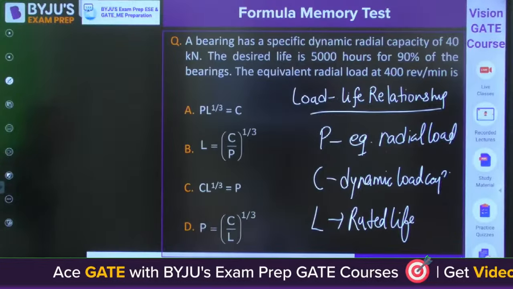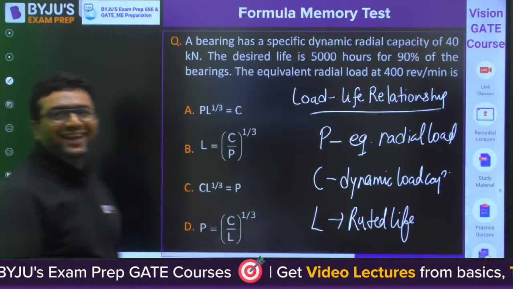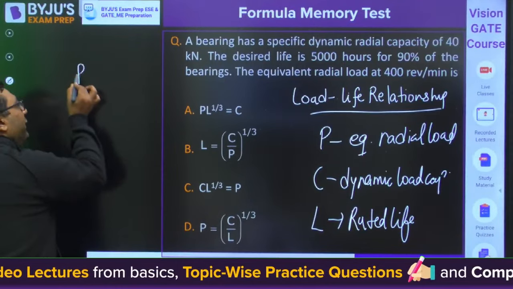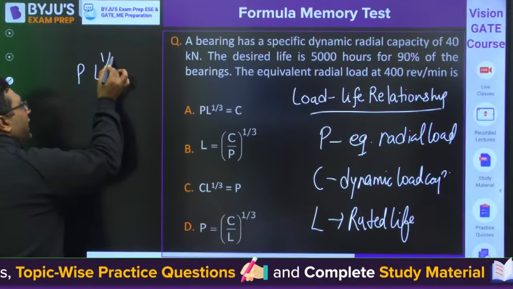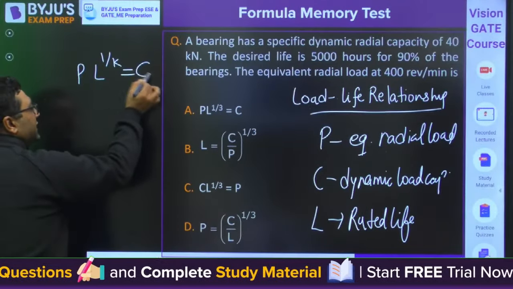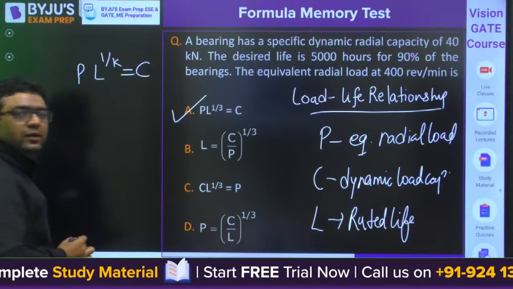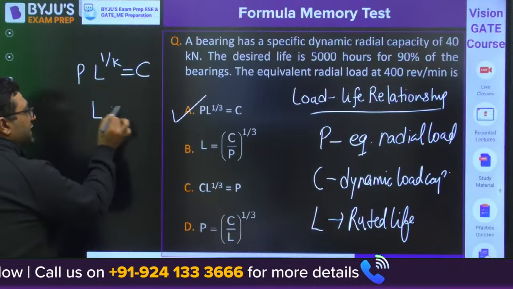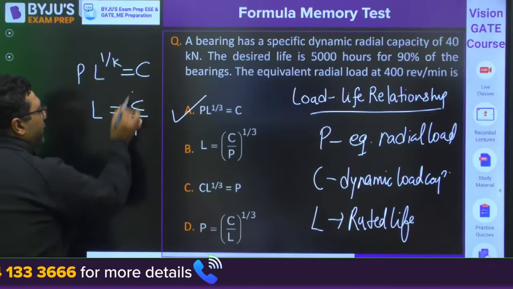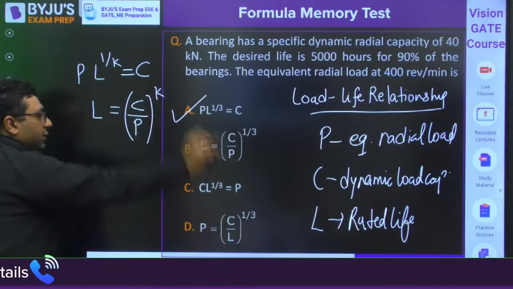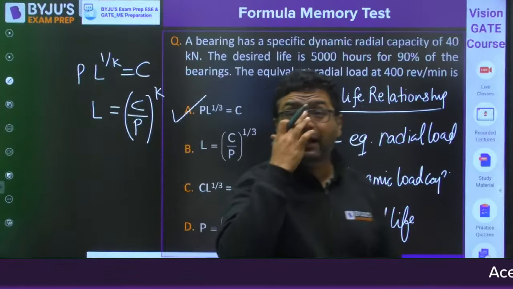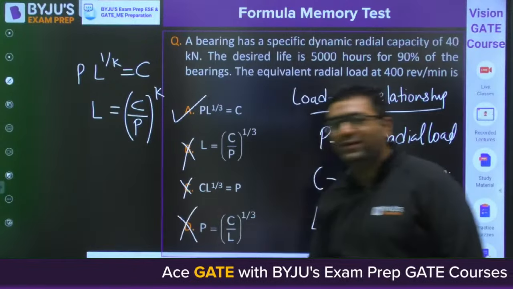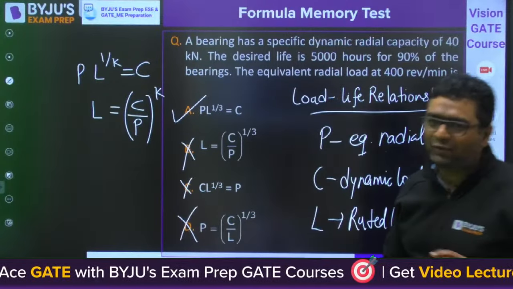Okay, I can see some are saying B, some are saying C. First of all, I would like to tell you, P L1 by K is equal to C is correct, A is correct. If you want to write it in another way, L is equal to C by P to the power K. So only and only A is correct. All others are wrong. That's why I told you students are making mistakes.